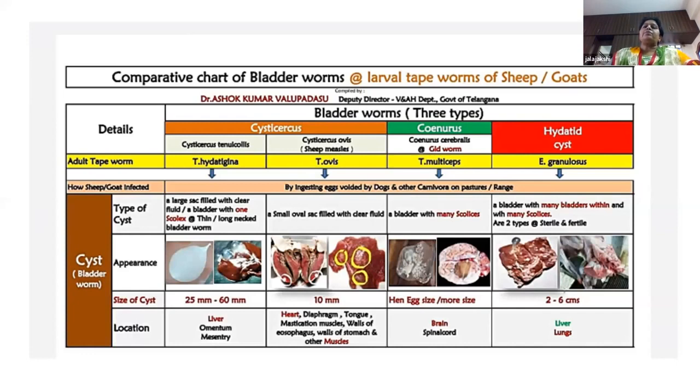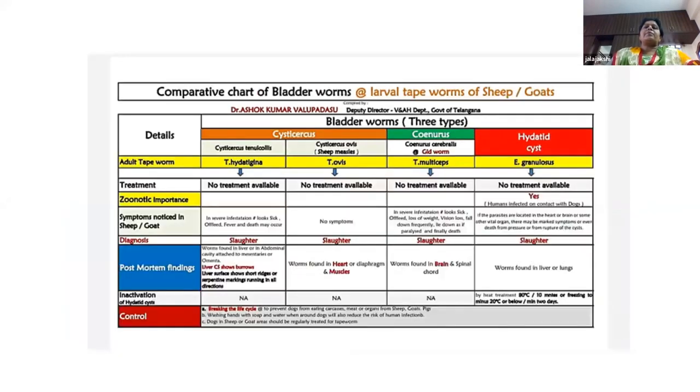Normally we find two types of hydatid cysts in animals. One is the fertile cyst and the other is the sterile cyst. A fertile cyst is able to produce brood capsules with protoscolices, whereas a sterile cyst is unable to produce protoscolices. This slide shows details of treatment measures as well as PM findings and control measures of important bladder worms of sheep and goat. No effective treatment is available up to now for the control of these bladder worms. Hydatidosis has zoonotic importance, so it is better to educate humans about these bladder worms for the control of this hydatid disease.